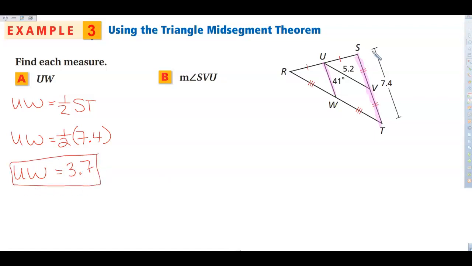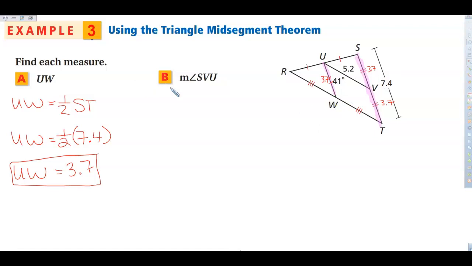And then I want to show you guys something. So if this is a midpoint, I know that this is 3.7, this is 3.7, and then we just found this was 3.7. So all 3 of these pieces are all the same. That's true always.